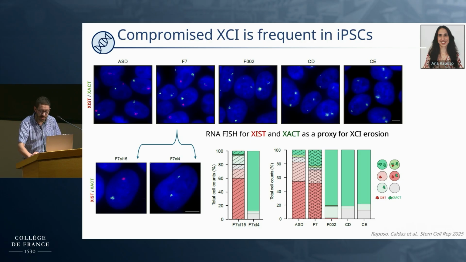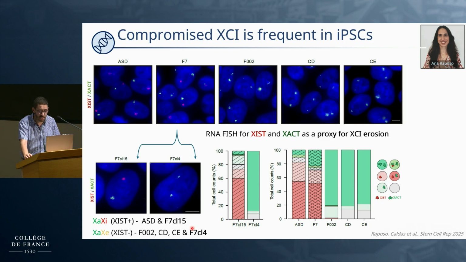So at the end of this first analysis, we ended up with two iPS lines that were XIST positive and four that were XIST negative, of which the F7 clone 15 and the F7 clone 4 were isogenic.